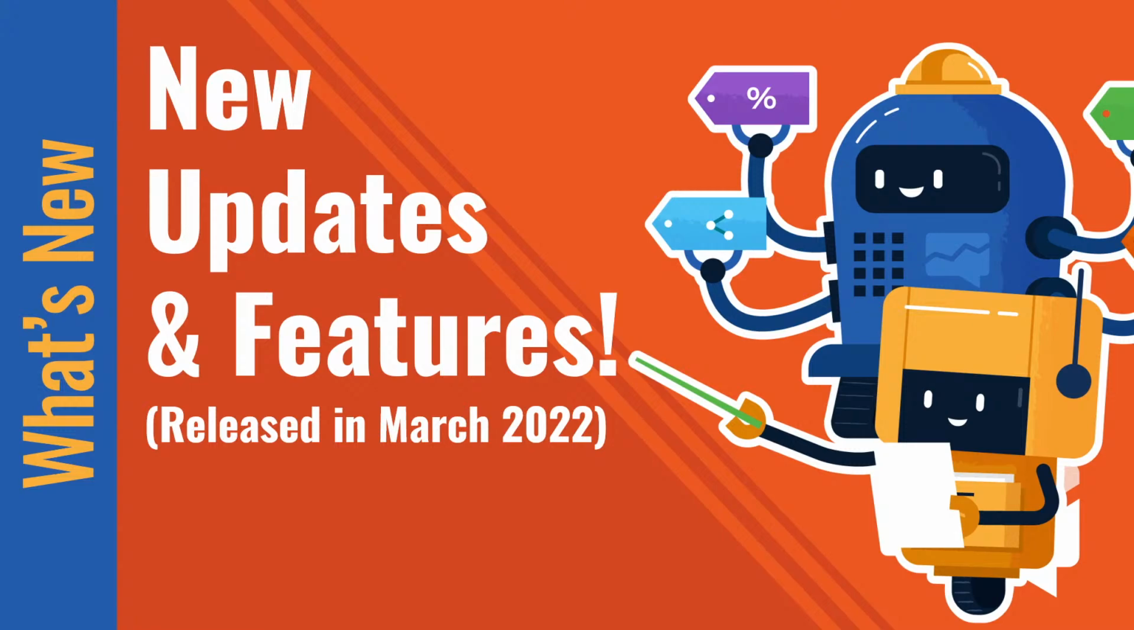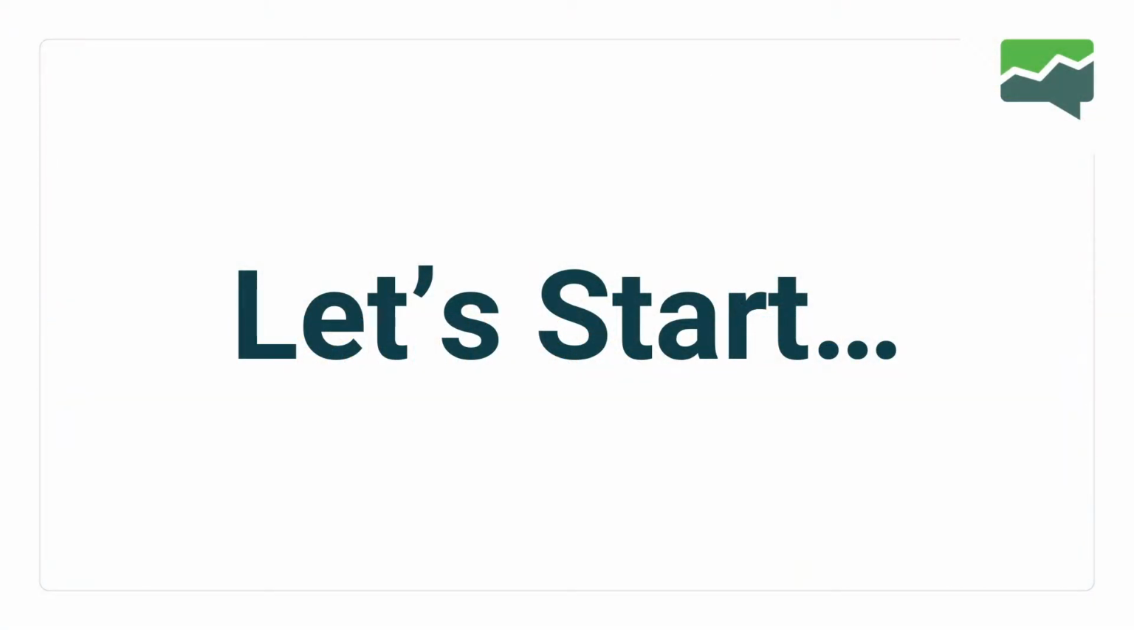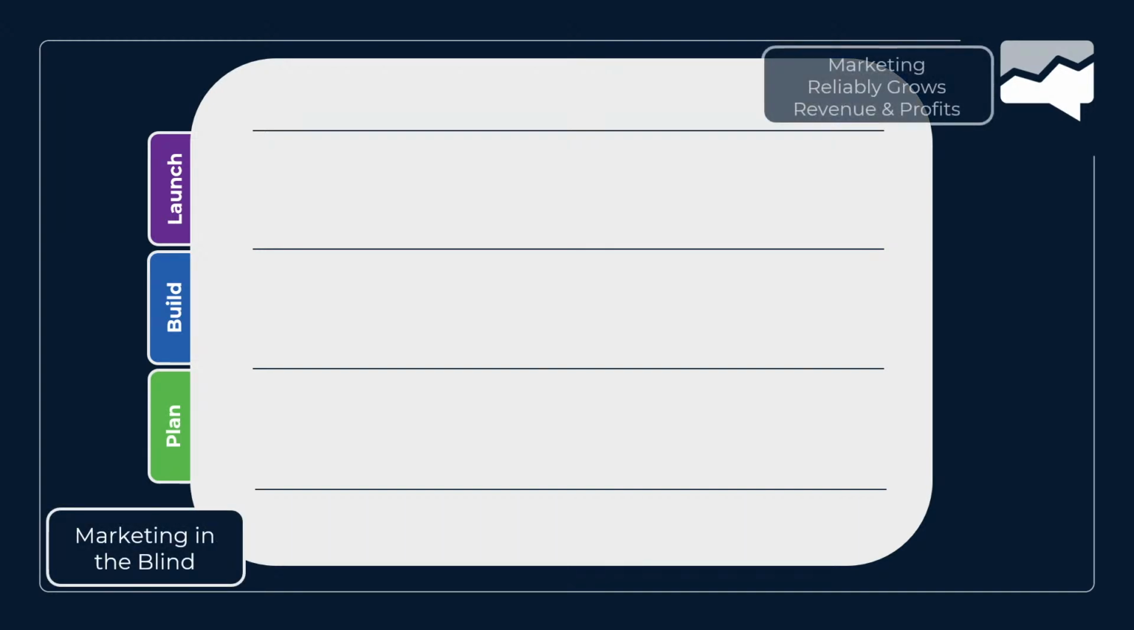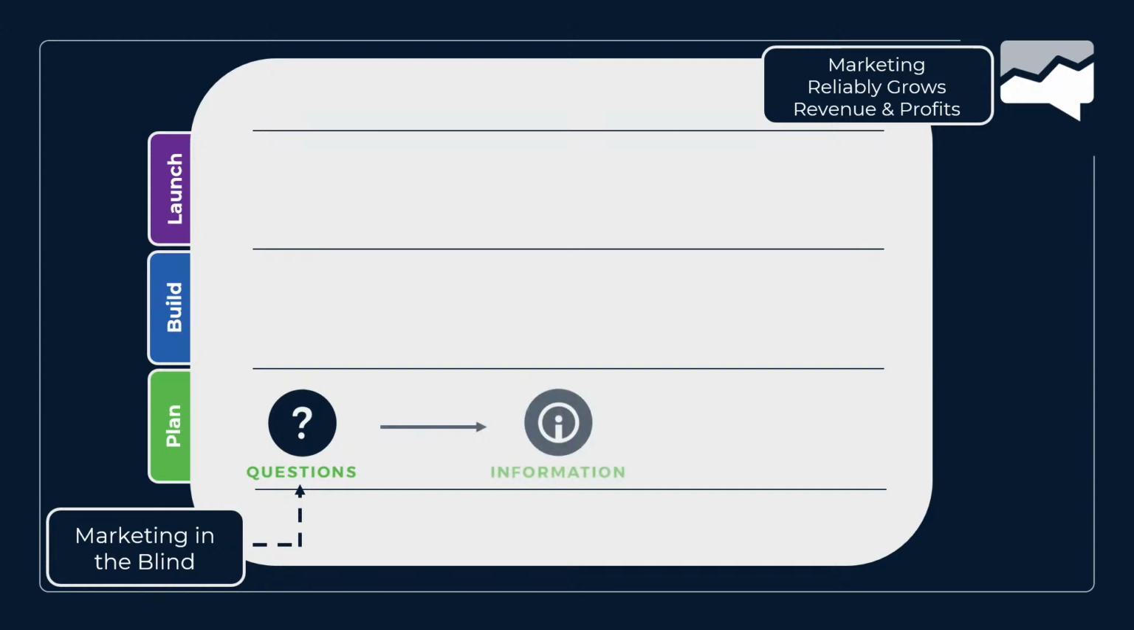What's new? New updates and features released in March of 2022. Now, we're going to go ahead and start where we always do, which is the framework. So we talk about the framework: we plan, we build, we launch. We're all marketing blind when we first start out. We're trying to get to a point where just using the system reliably produces the result we want. In this case, bigger revenue, bigger profits. How do we do that? Well, we make sure we're asking the questions that we want to get answers to. We then collect the information needed to get answers to those questions. And most importantly, we think about the actions we're going to take based upon the answers we get.